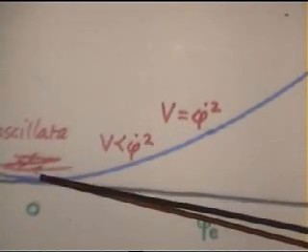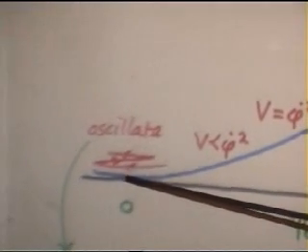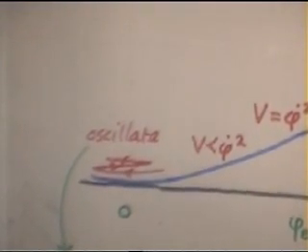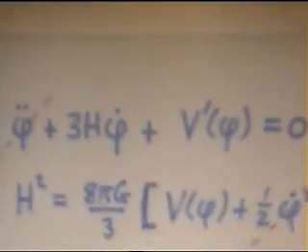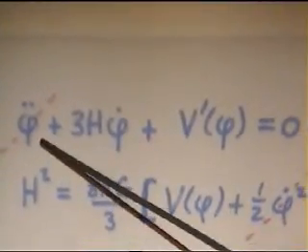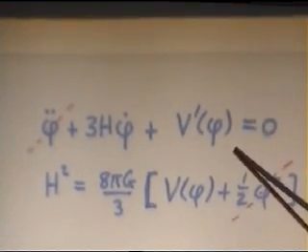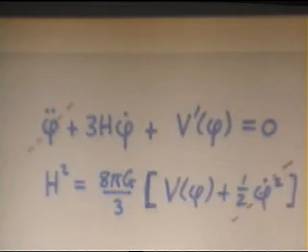Then it reaches the bottom, but it's got too much speed to stop at the bottom in equilibrium. It's going to oscillate according to this equation here. You can see V prime is proportional to phi. I can't neglect phi double dot anymore because I'm not slow rolling. So I have a damped simple harmonic oscillator, damped by expansion.